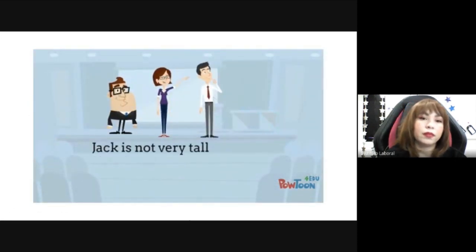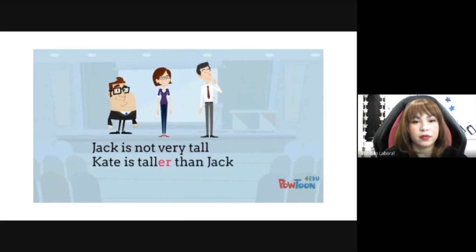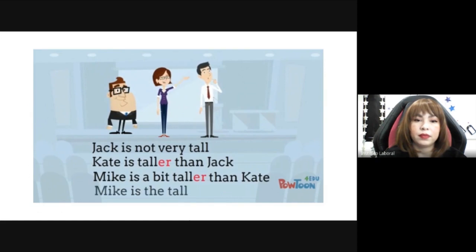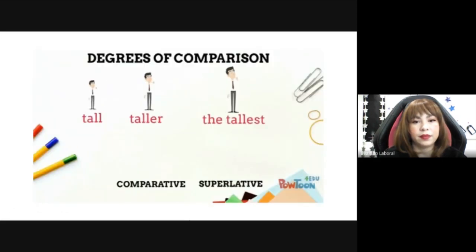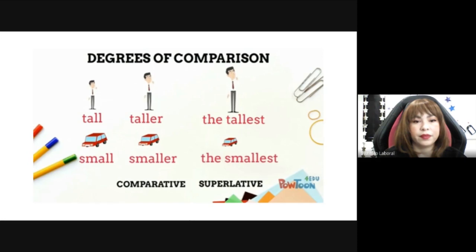Jack is not very tall. Kate is taller than Jack. Mike is a bit taller than Kate. So Mike is the tallest. Tall, taller, the tallest. Small, smaller, the smallest.